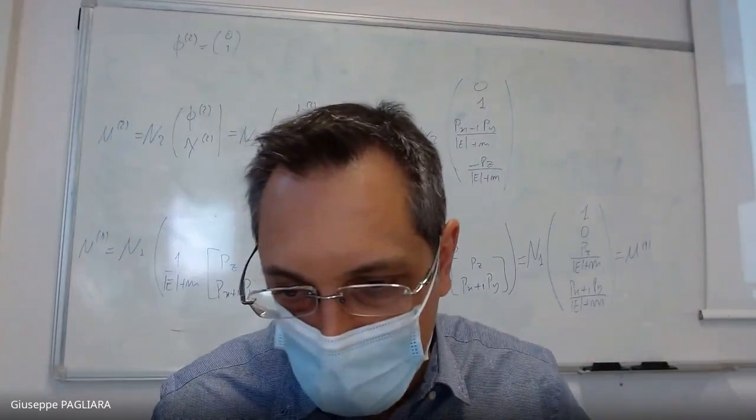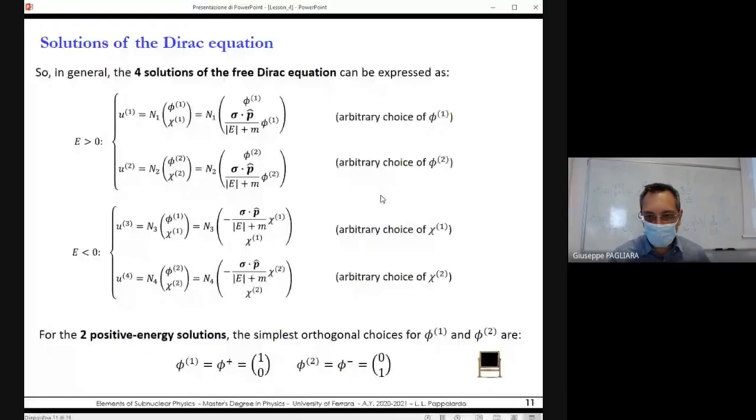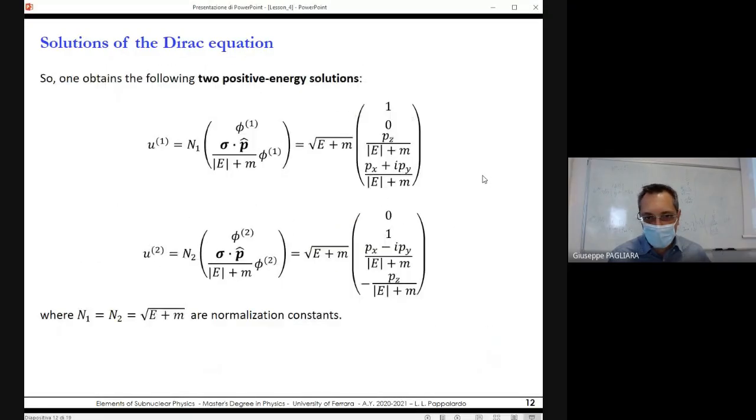Let's go back to the slide now. So let me summarize on the slide what we just found, with the only difference that we now make explicit this normalization coefficient, which turns out to be equal to square root of E plus M. So these are the first two solutions corresponding to the positive energy case.